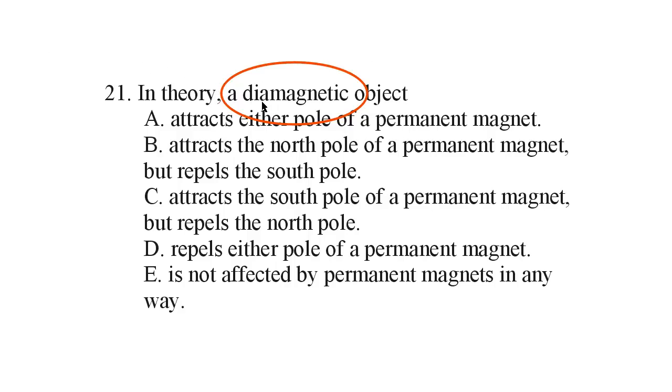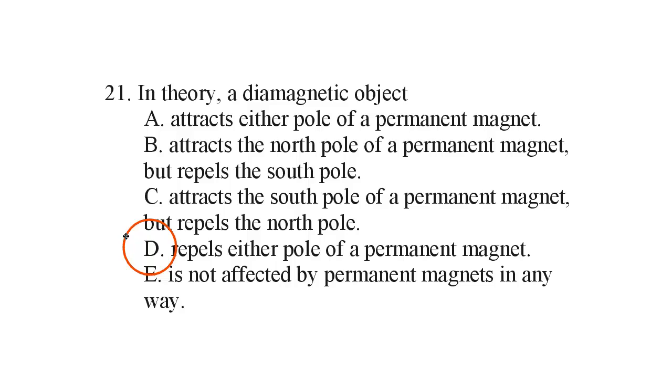Well, diamagnetic means that it dilates the magnetic lines of flux that pass through it. That means it actually has a tendency to repel magnetic fields. So which choice is correct? Well, it's going to be choice D. A diamagnetic object will repel either pole of a permanent magnet.